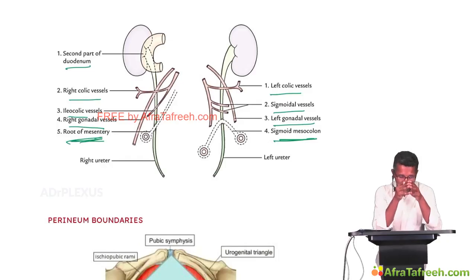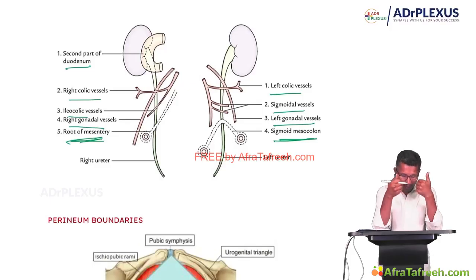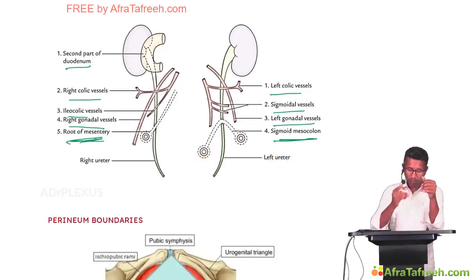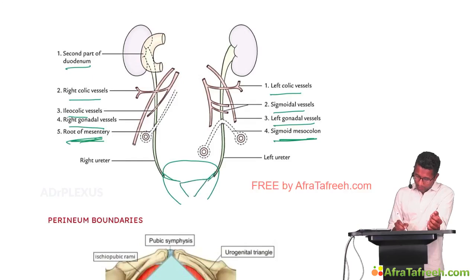Now after crossing all this, the ureter enters the pelvis, and at the level of the ischial spine, it turns anteriorly and opens into the trigone of the bladder. If you take the bladder here, it runs into the bladder and opens into the trigone of the bladder.